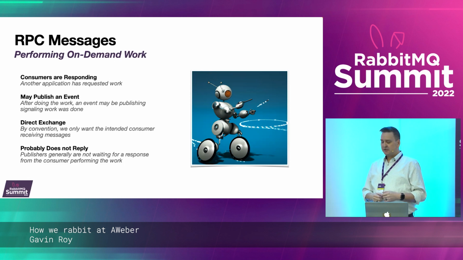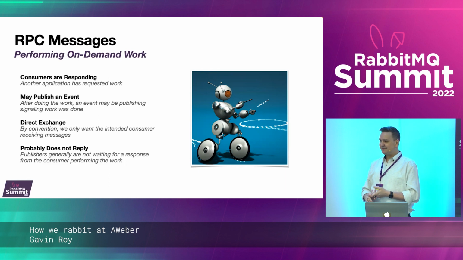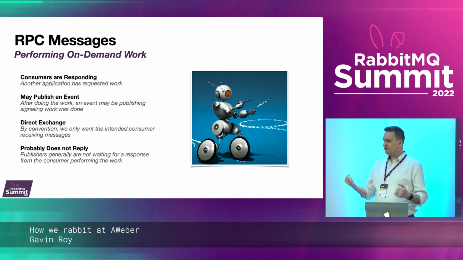Very simple. And then once that email goes into the email server, we're actually monitoring for things that happen there, and we'll publish events that say the email was delivered, or the email was rejected, or it's been temporarily deferred by the remote email server. In this case, we use direct exchanges. We don't expect multiple RPC consumers listening for the same request, so we're very targeted in how we deliver them.